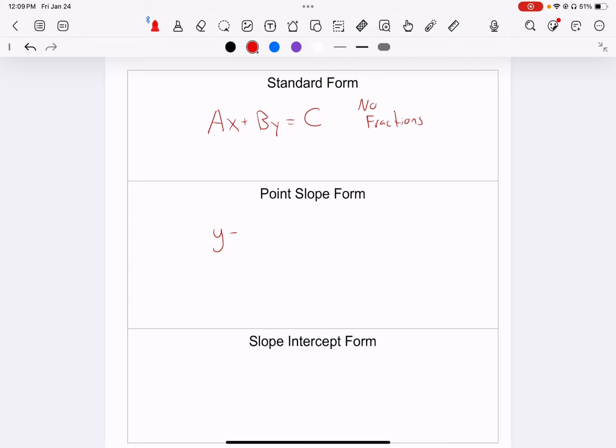Point slope form is y minus y1 equals m parentheses x minus x1. In point slope form, we can identify a point, which is going to be our x1, y1, and we can identify the slope, which is the m. Slope intercept form is y equals mx plus b. From slope intercept form, we can identify the slope and the y-intercept. The slope is still m, and the y-intercept is b.